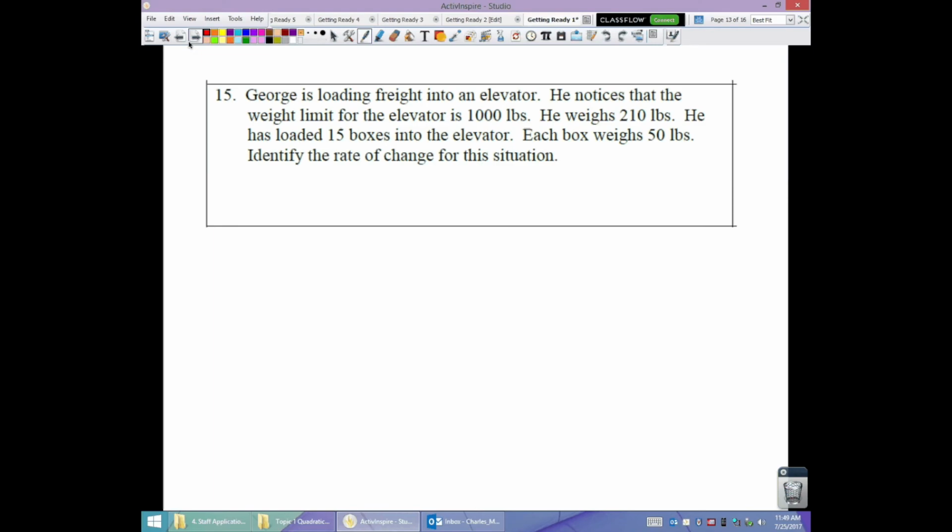So this is a whole problem that we could solve and figure out how many boxes George could load with him, but it's not asking us for that. All we need is the rate of change. So what's changing in this problem? Well, the unknown is how many boxes the elevator can hold. It's changing at 50 pounds each time we add or subtract a box. So this would be 50 pounds per box is our rate of change.